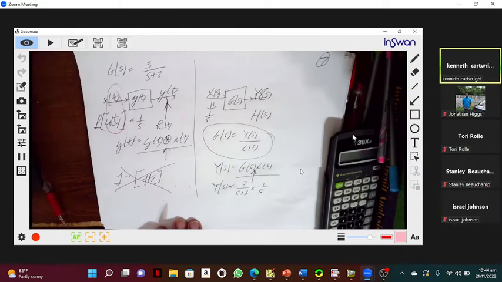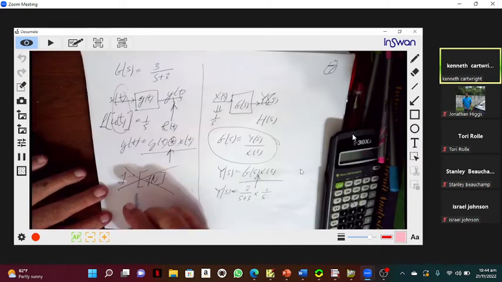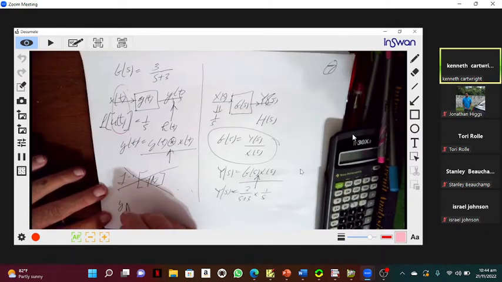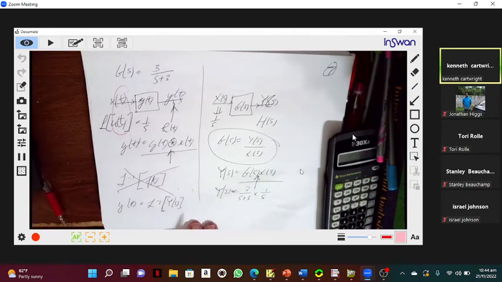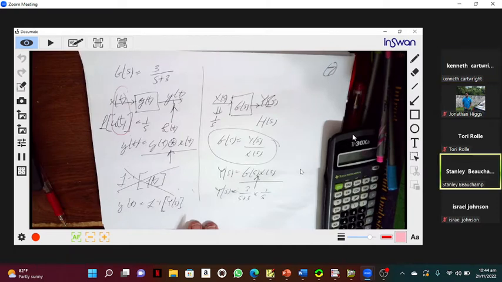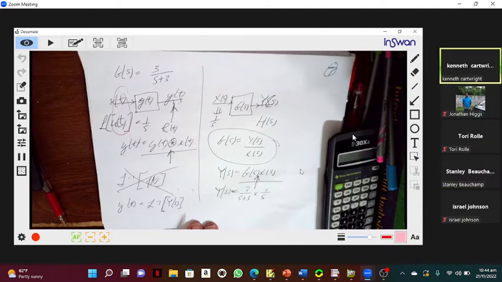How are we going to find y of t? Yes, y of t is the inverse Laplace of y of s. But how are we going to do that? You just solve for y of s and find the inverse Laplace of that. Yeah, man, how are you going to solve for y of s? Y of s is 3 over s plus 3 times 1 over s. I didn't mean solve.